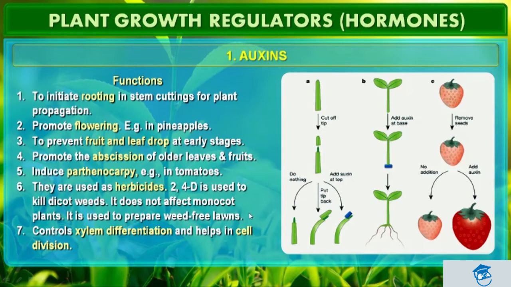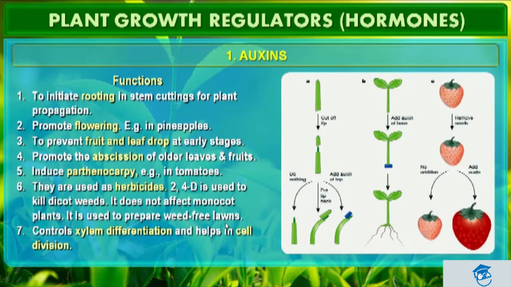So a question may ask, which plant hormone is required to prepare a weed-free lawn? The answer is auxin, students. It controls xylem differentiation and it helps in cell division also, students. I hope it is clear to you now.